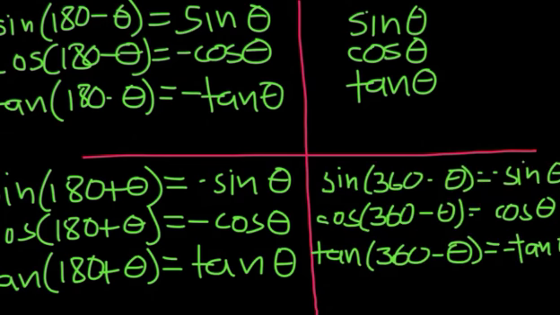Sine of 360 degrees minus theta equals minus sine of theta. Cosine of 360 degrees minus theta is equal to cosine theta. And tan of 360 degrees minus theta is equal to minus tan of theta. Now, all of these relationships are things that we're going to be using and getting more experience and practice in applying in the questions that come ahead.